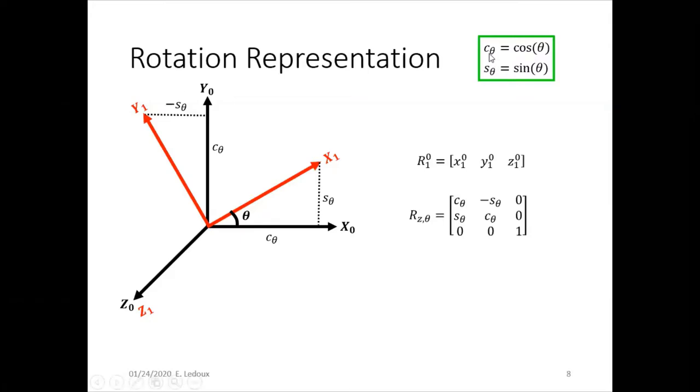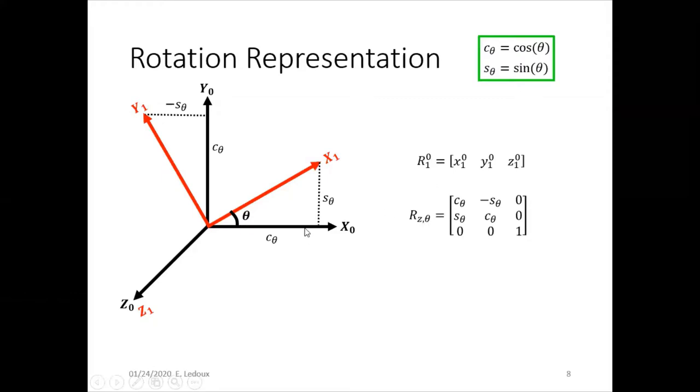Here, we're gonna use some abbreviations. C theta means cosine theta, and S theta equals sine theta. So to get those, we need to know the axis vectors for each of the axes. This, you can see, is a rotation around the z-axis. So z0 and z1 are the same, whereas the x and y rotated. So to get the rotation matrix, we need to know x of frame 1 with respect to frame 0, y of frame 1 with respect to frame 0, and then z of frame 1 with respect to frame 0. So we put those all in here, rotated around z by angle theta.